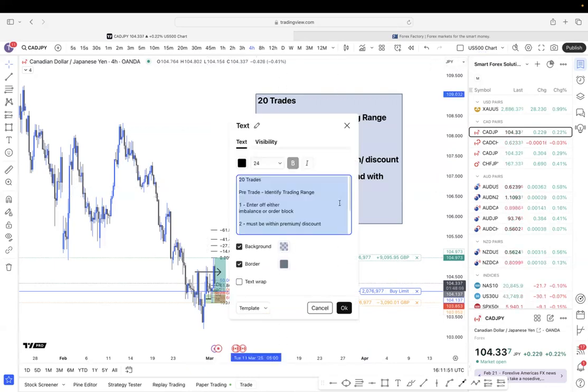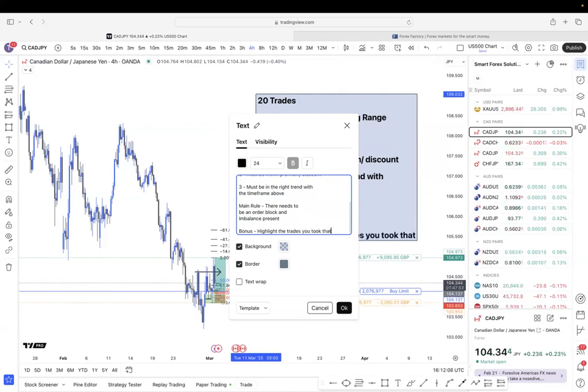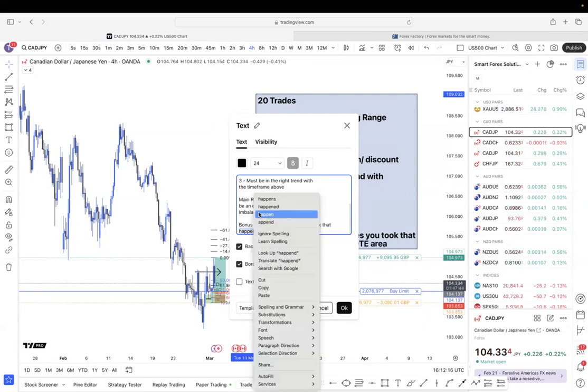Another thing I want you to do, actually, while I've got you here, and this is just a bonus, just highlight the trades you took that happened to be within the OTE area. So I want to clarify this.